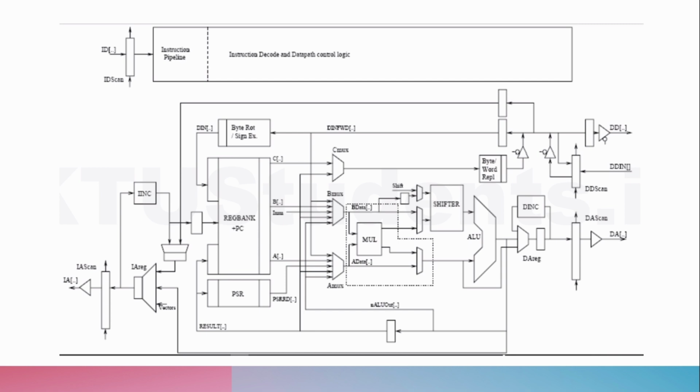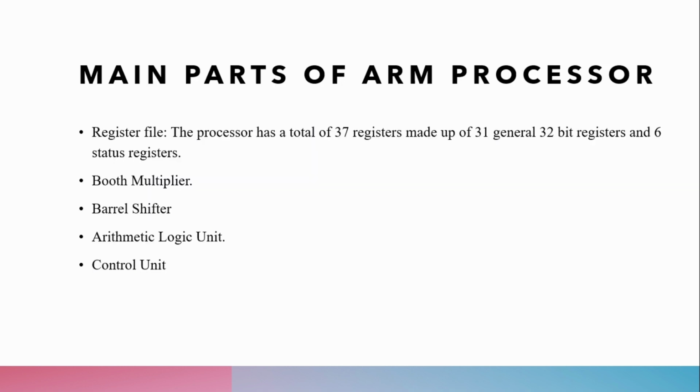The figure shows the CPU architecture of ARM9 processor. These are the main parts of CPU of ARM processor: register file, booth multiplier, barrel shifter, arithmetic logic unit, and control unit.